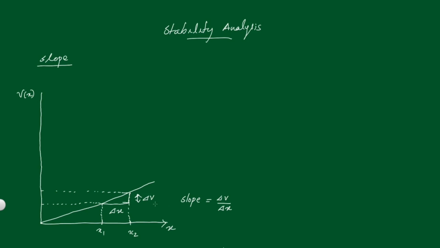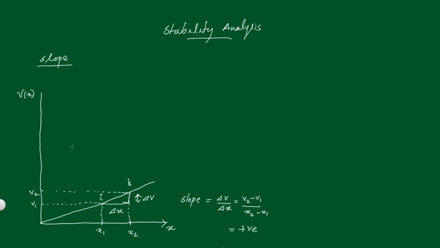Here you get this delta v. Delta v is v2 minus v1, where this is the final position and this is the initial position. So final minus initial, that is v2 minus v1 by x2 minus x1. Here v2 is greater than v1 and x2 is greater than x1, so this is positive. This slope is positive.